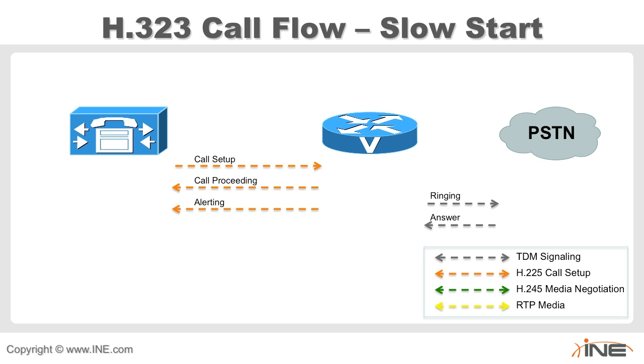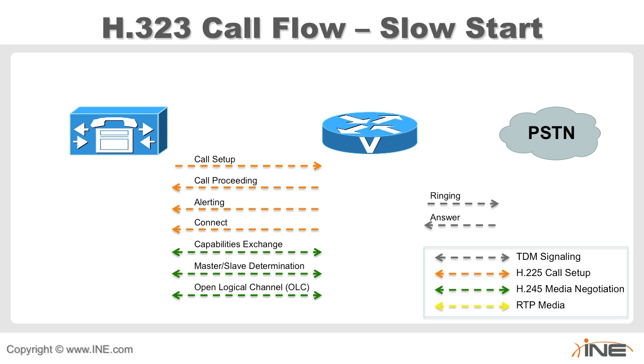Let's say the PSTN then answers. Okay, so then the terminating gateway sends a call connect. The call is now connected. Now we need to negotiate media. So there's a capabilities exchange for H245. There's also a master-slave determination, one master, one slave. Now, we're not talking about client-server. This is a peer-to-peer protocol. But for the rest of the media negotiation, we're going to try to negotiate back and forth.